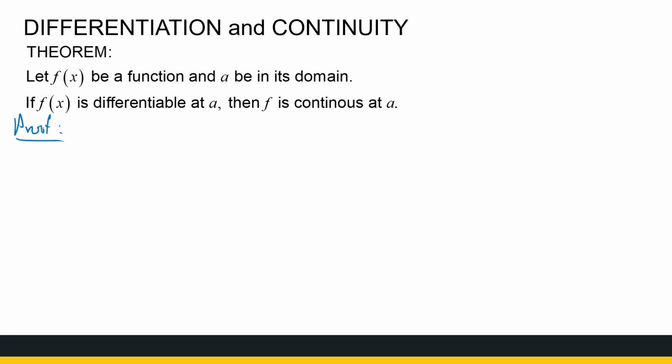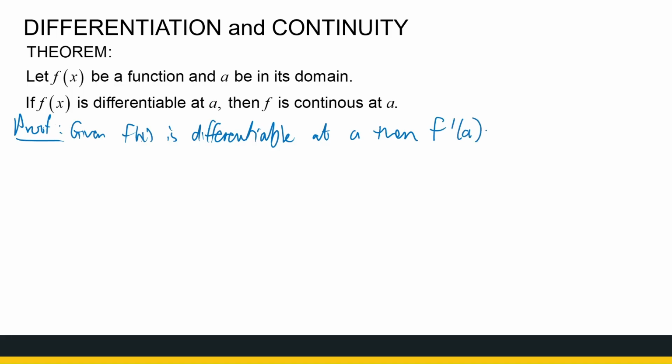So we're given f of x is differentiable at a. Given that, we can conclude that f's derivative at the point a exists. And if it exists, then we know that f's derivative at the point a is the limit as x approaches a of f of x minus f of a over x minus a. That's one of the definitions of the derivative. So since the derivative exists, this is true.